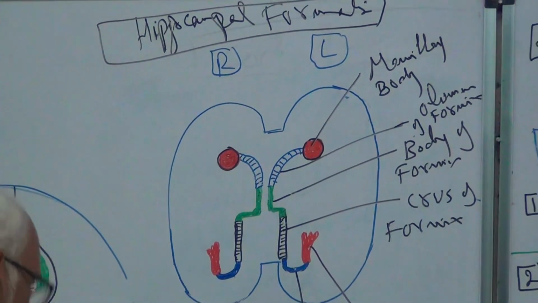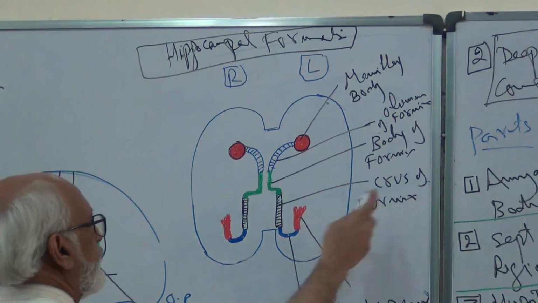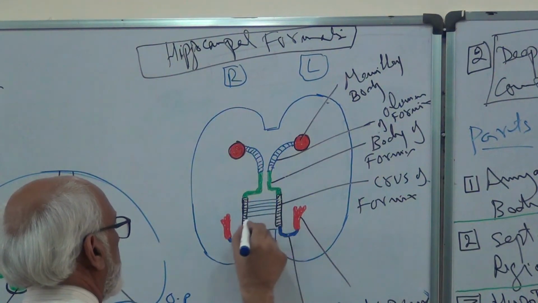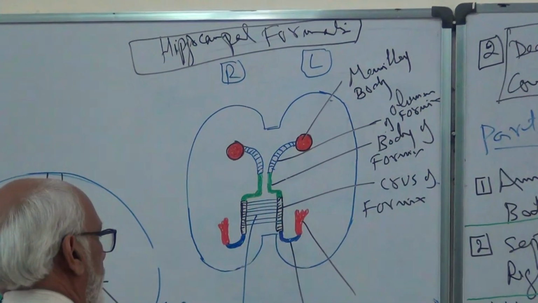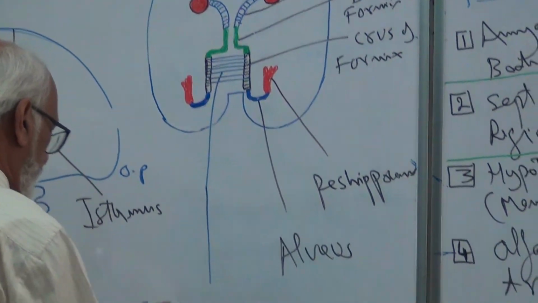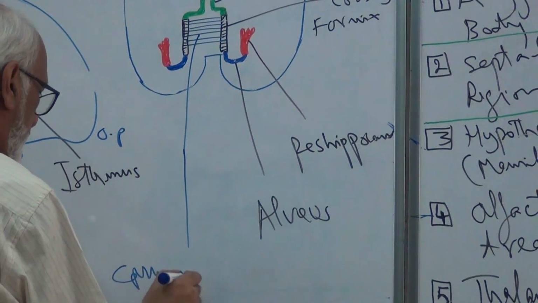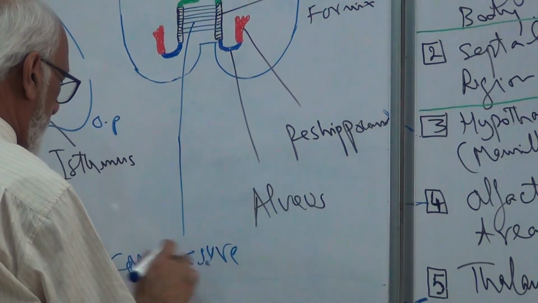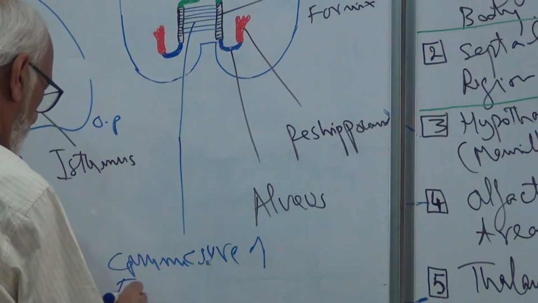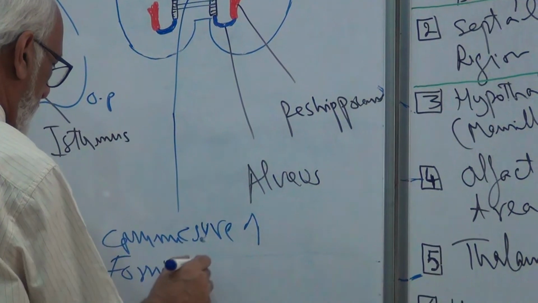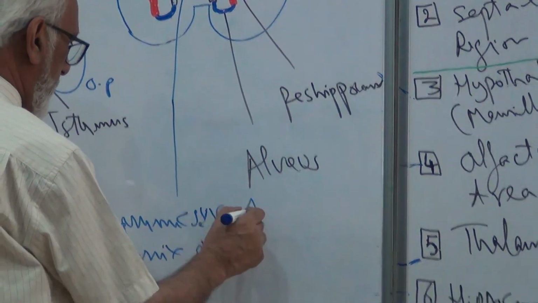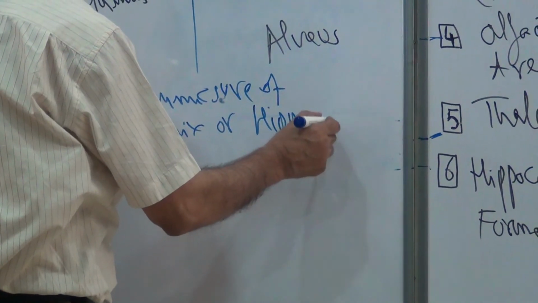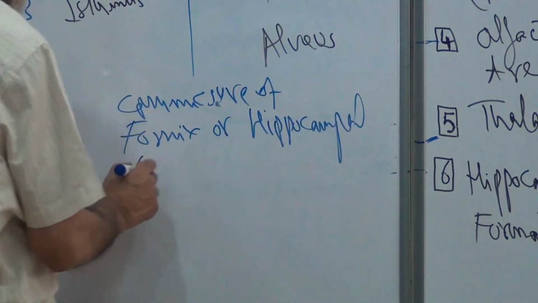The right and left crura of the fornix are interconnected with one another by commissural fibers known as the commissure of the fornix, also known as the hippocampal commissure.